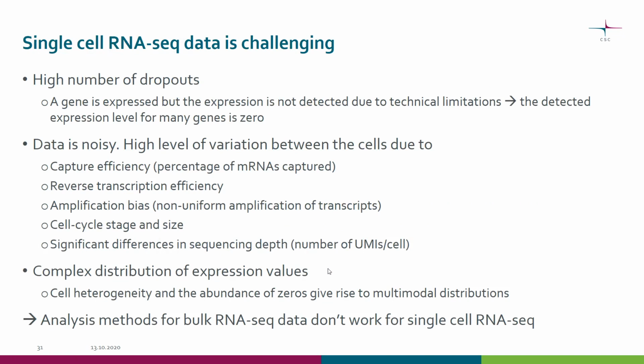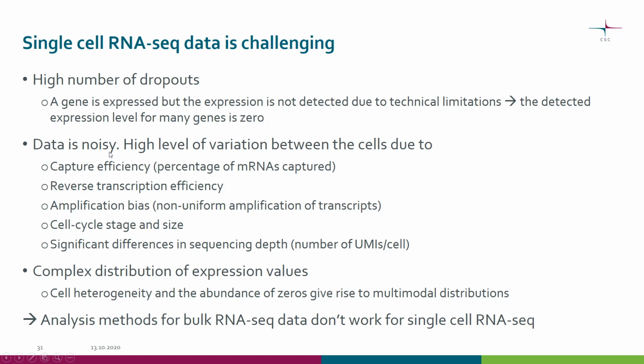So why is this kind of data then challenging to analyze? Well, first of all, there is a very high number of dropouts, and with a dropout, we mean a gene that is expressed, but we don't manage to detect the expression due to technical limitations. So we just end up having 0 in our UMI count table. So single-cell RNA-seq data is zero-inflated, as people say.